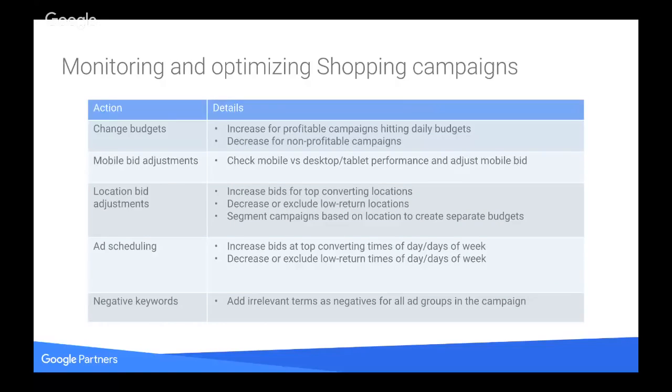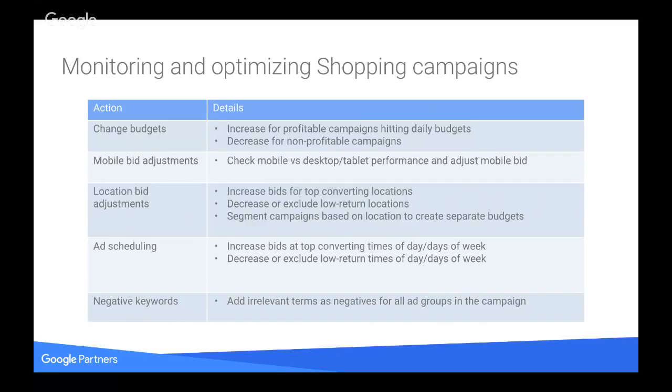Now, how do you monitor and optimize your shopping campaigns? Let's talk about changing budgets first. As is suggested, you would want to increase your budget for profitable campaigns, especially those hitting daily budgets, and decrease it for non-profitable campaigns, right? So this is just hygiene, wherein you're making sure that you're either setting up a shared budget across multiple campaigns, or you're normally policing the budget on each of these campaigns to make sure that they're optimally utilized. You can check your mobile versus desktop performance and set mobile bid adjustments specifically.